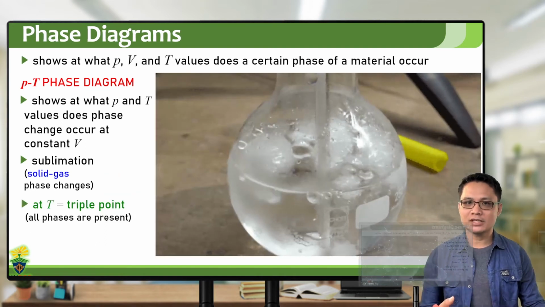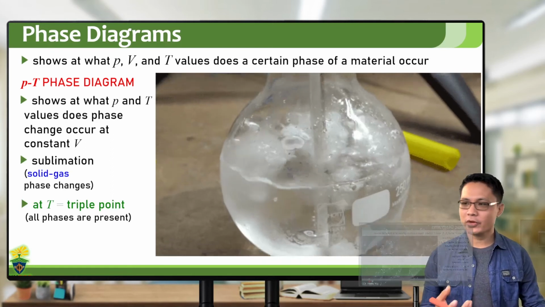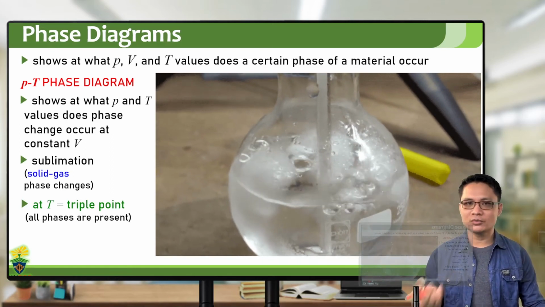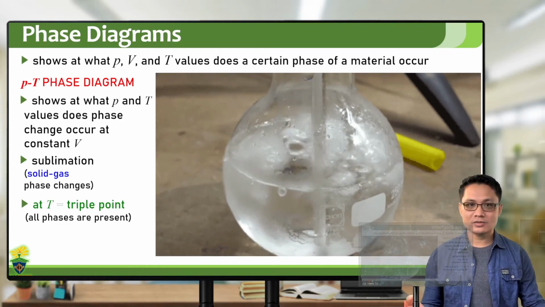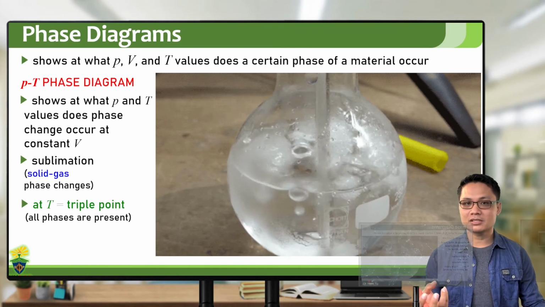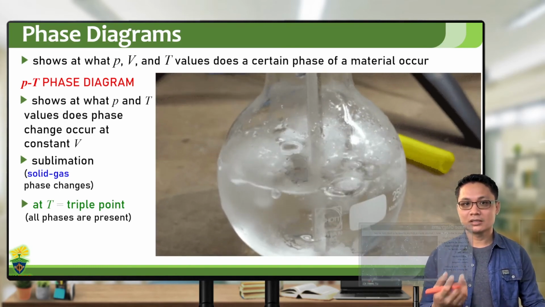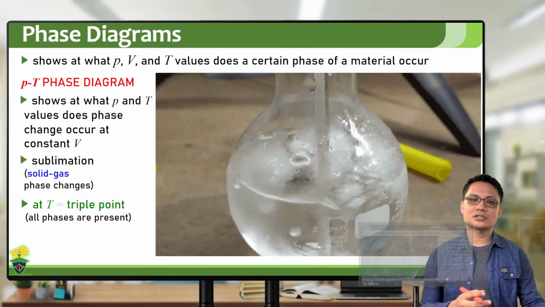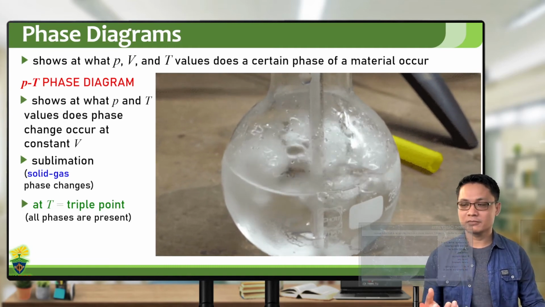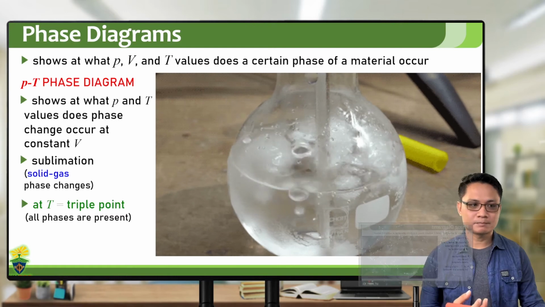An example of this is this video clip where, in a fixed volume, there exists the liquid water, the ice, which is the solid form of water, and of course the bubbles, which show the presence of water vapor. This is a condition where the three phases are observed in this particular video clip.